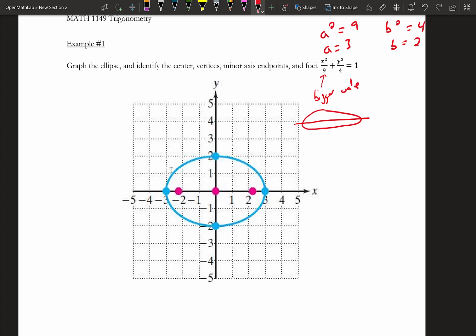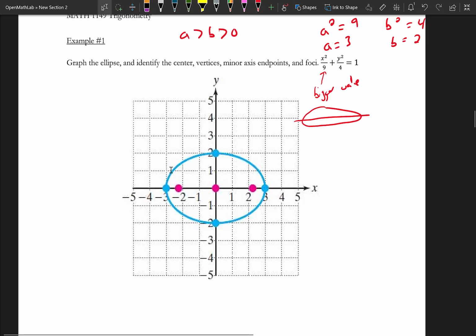But remember, we said that a is bigger than b, which is bigger than 0. So we're assuming that a and b are positive the entire time, right? That's why I didn't write that in this context. So I won't mention that every time, but just note that when I'm solving those, I'm just going to write the positive value down, right?